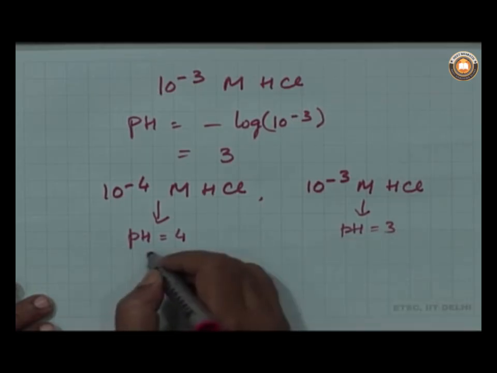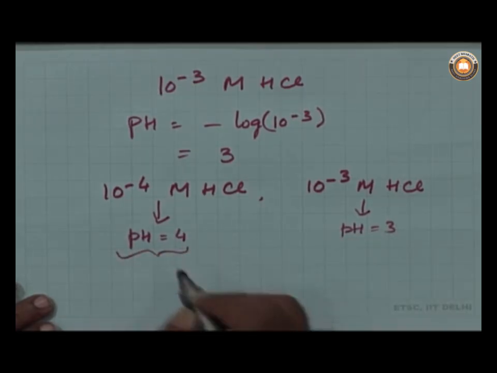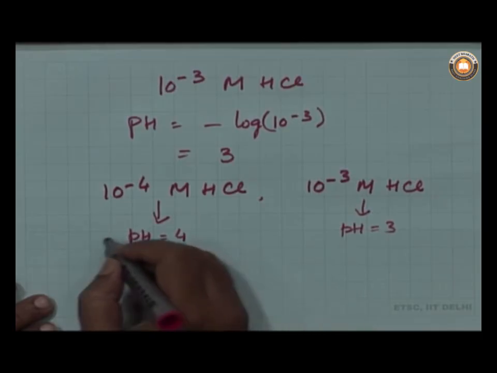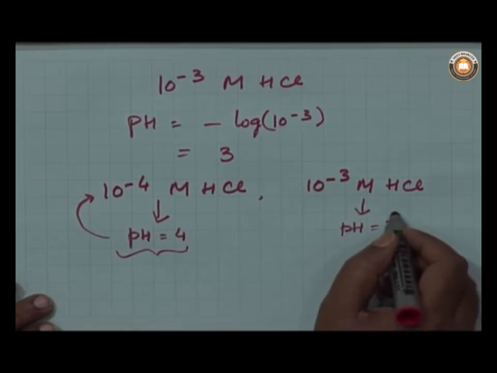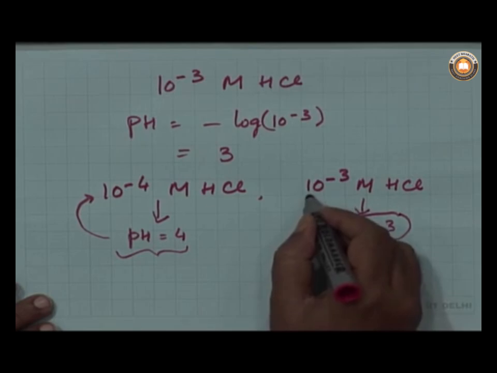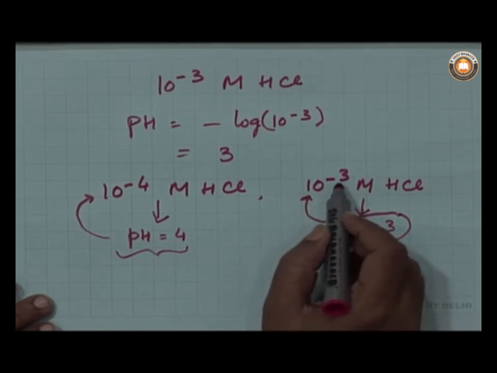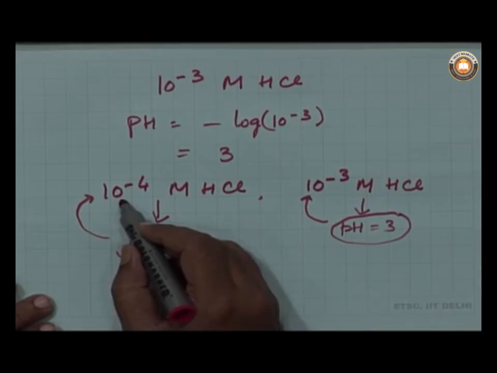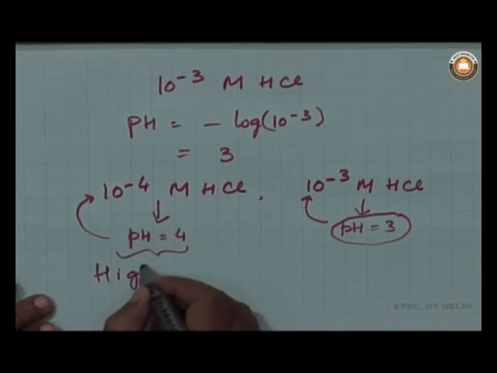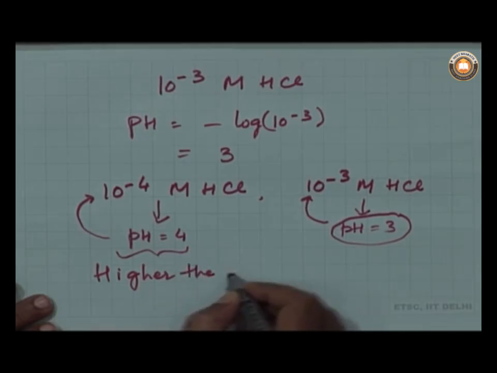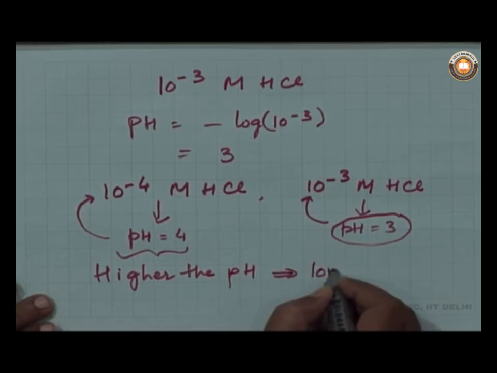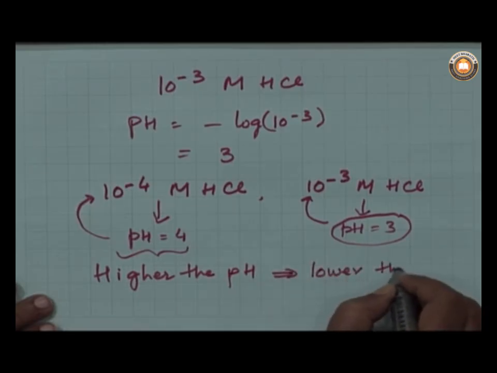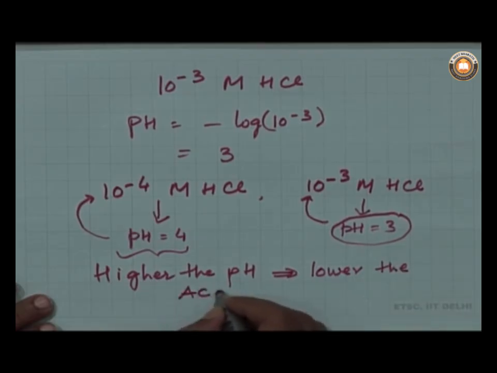Now, let us think, if pH is high, what does that mean? If pH is high, then the concentration of H plus ion will be low. Okay? So, here pH is low, the concentration of H plus ion is 10 to the power minus 3, which is greater than 10 to the power minus 4. So, the higher the pH, the lower the acidity, you can say strength.